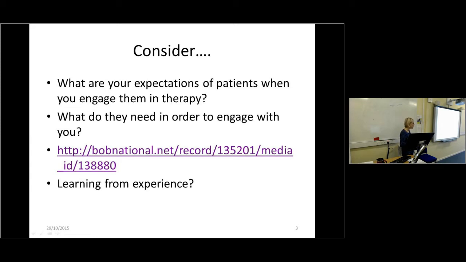They might not engage in it. Yeah. What's the point? There's nothing wrong with me. Why do I need to see a physiotherapist? I can ride the bike.